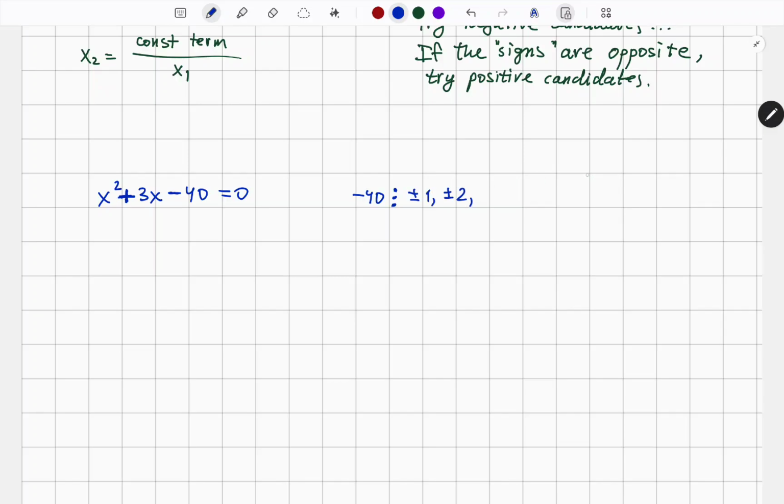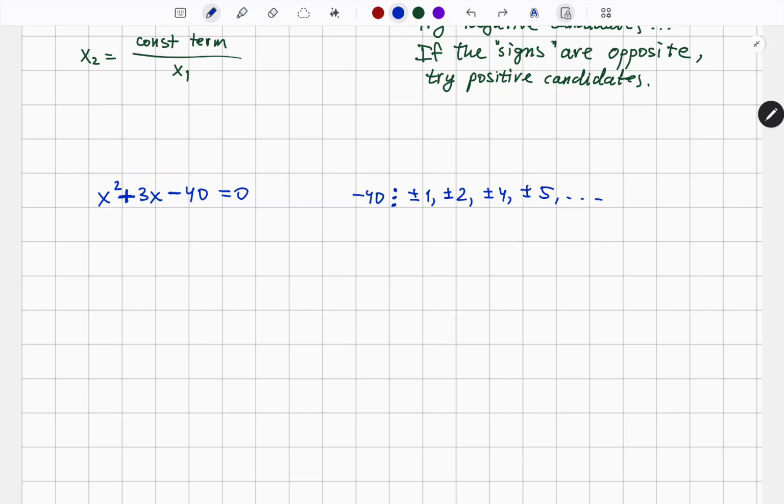Of course, when you're experienced enough, you will not produce this list of candidates, plus or minus 4, plus or minus 5, and so on. So I don't think I have to finish the list. The signs in the quadratic equation are different, so they're opposite to each other. So I try positive candidates. 1, I know that x equals 1 is too small, right? I will not even try to calculate the value of x squared plus 3x. I just know it's too small.